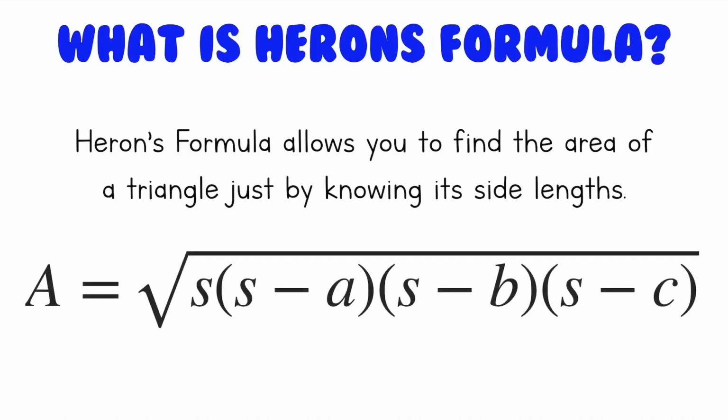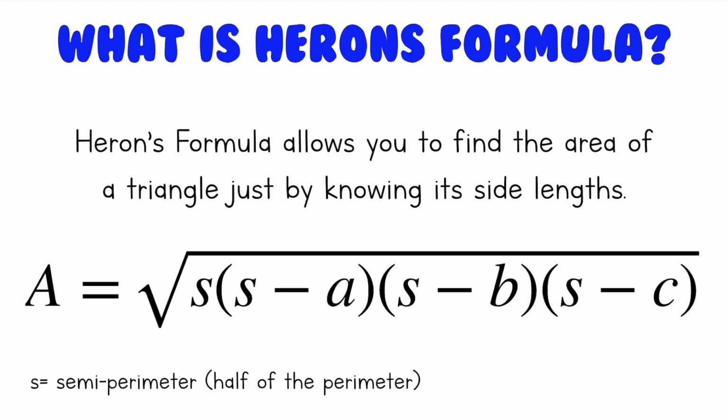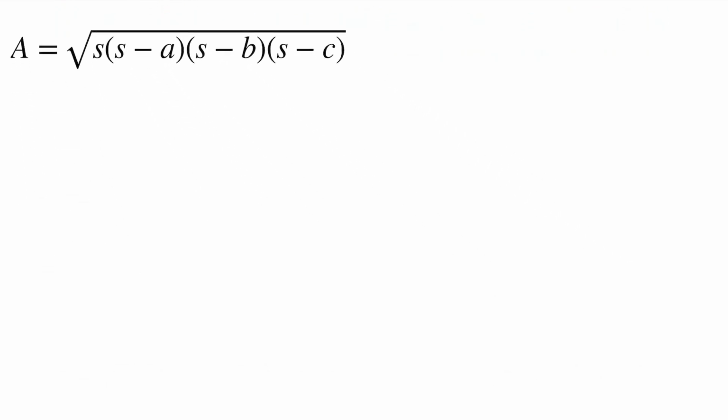This is Heron's Formula. The S's stand for the semi-perimeter, which is half of the perimeter, and A, B, and C are just the 3 side lengths of the triangle. We can use Heron's Formula to find the area of this triangle.